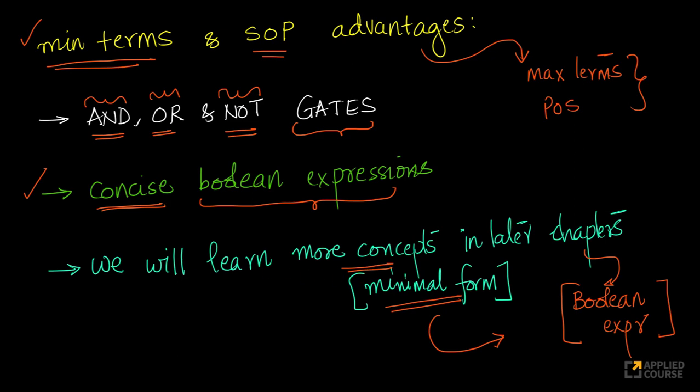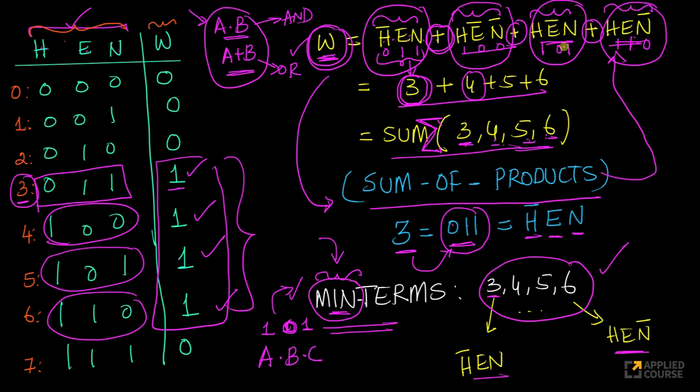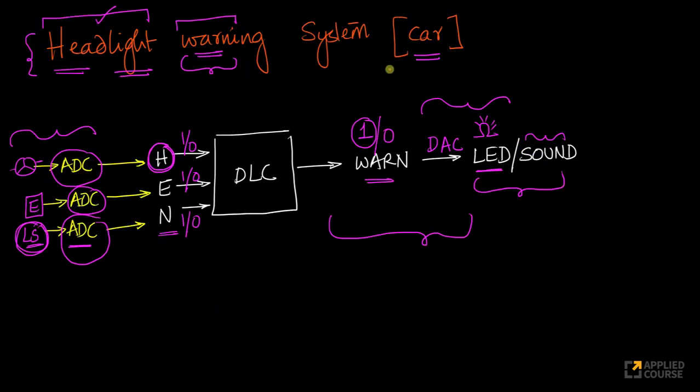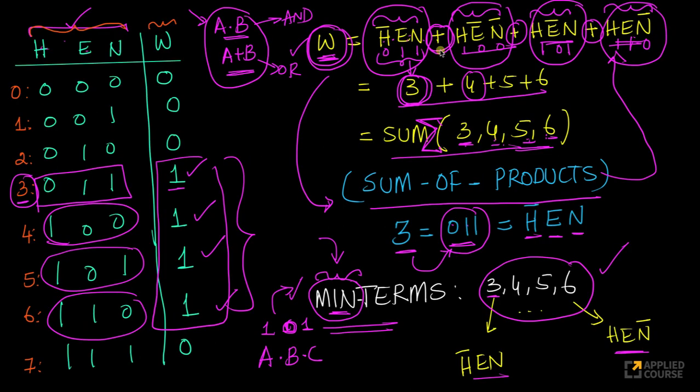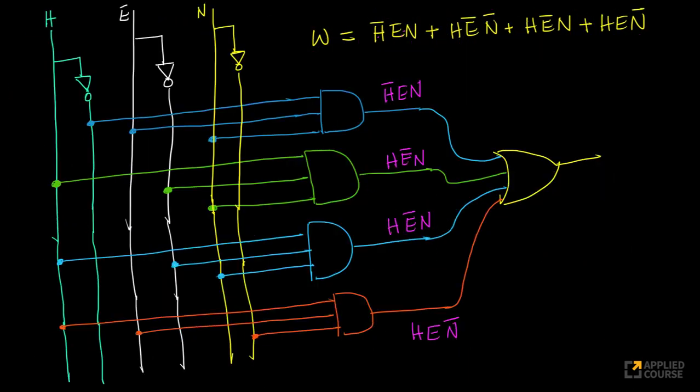So remember, this is what our W is, right? We have 3 inputs, H, E, N, and W is our output for our headlight warning system. Let's not forget the physical problem that we are solving. Now, if you notice, we can design the whole circuit. This is how you can design the whole circuit. Remember, W is H bar E N plus H E bar N bar plus H E bar N plus H E N bar. We have already shown this earlier. I've just copied this and pasted it here.